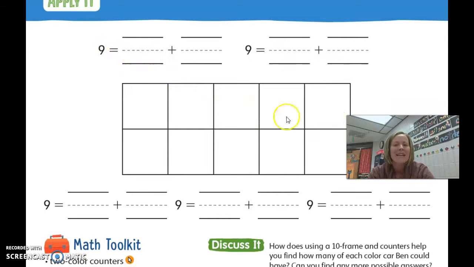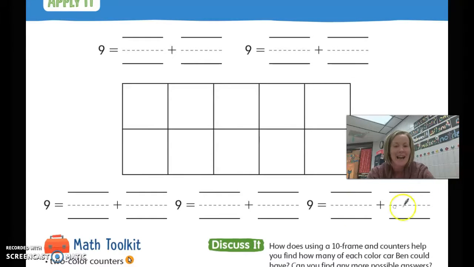So we need to find 5 different ways to make the number 9. 5 different ways. I want you to pause this video and see if you can find 5 different ways and write them down. All right, are you guys ready? Let's see if you found the same ways I found.